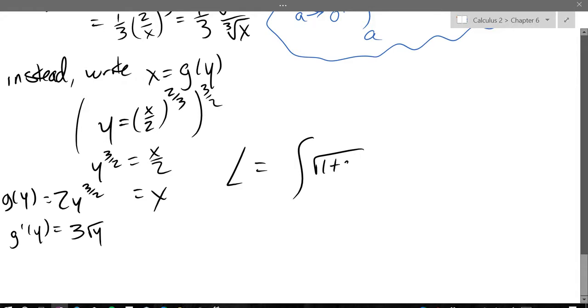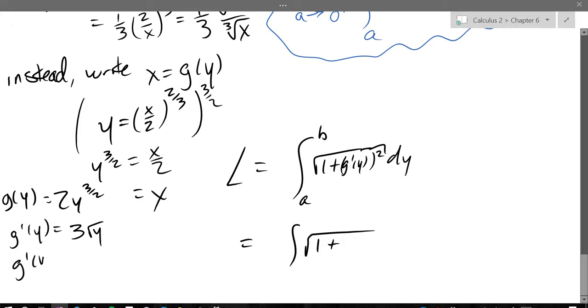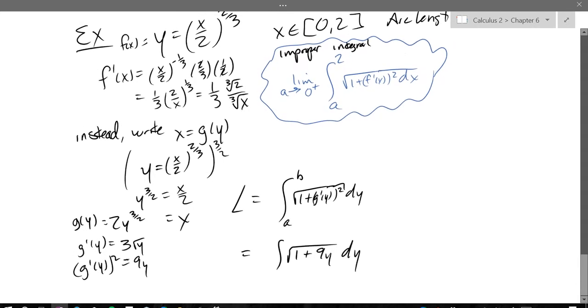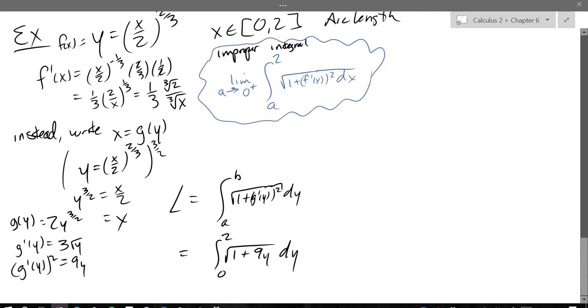So the integral of the square root of 1 plus g prime of y squared dy, from a to b, is the square root of 1 plus, I'm going to go ahead and square g prime over here. Squared is 9y. So I did something wrong. Can you figure out what it is?